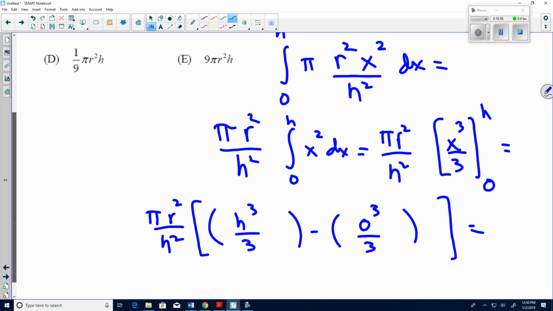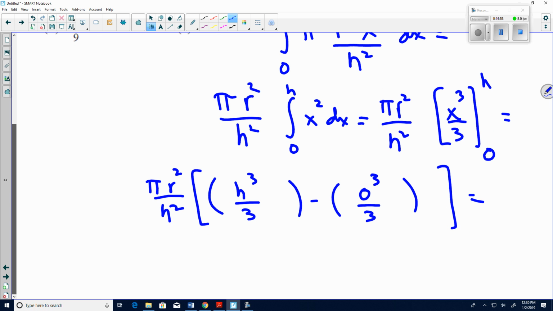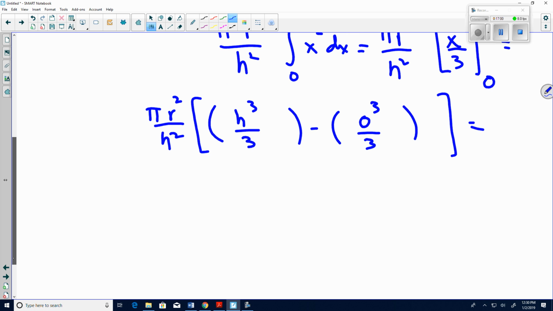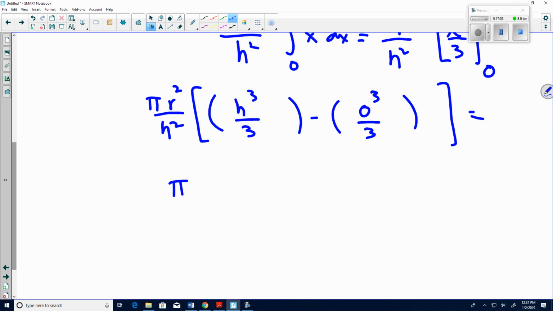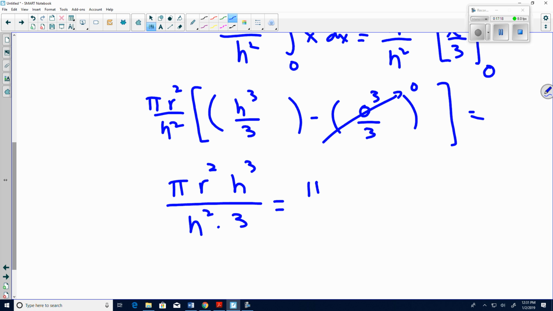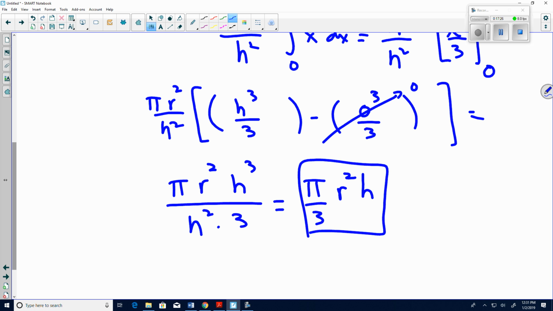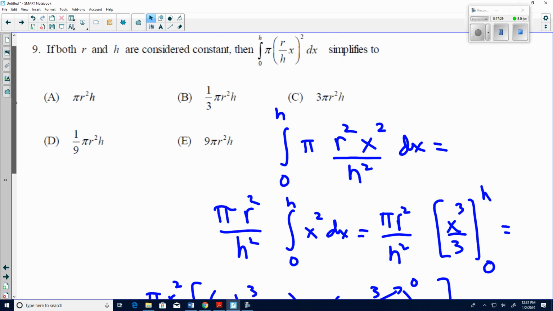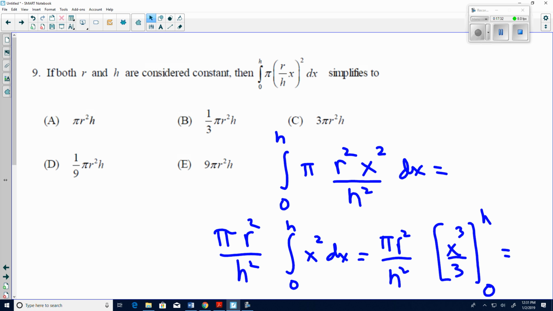What do we have? We have pi R squared over H squared times H cubed over 3. This other term is obviously just 0. So the H's cancel, and we have pi. There's a 3 in the bottom, and we have R squared H. And that's the answer we're looking for, pi over 3, R squared H, pi over 3, R squared H, choice B.